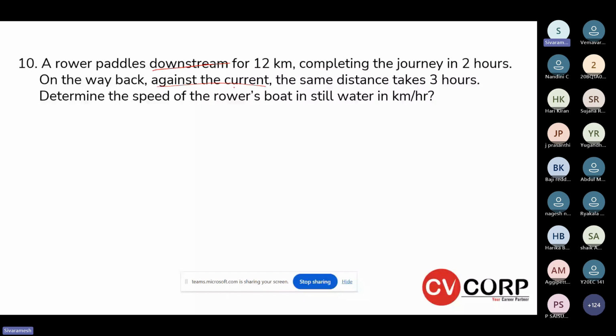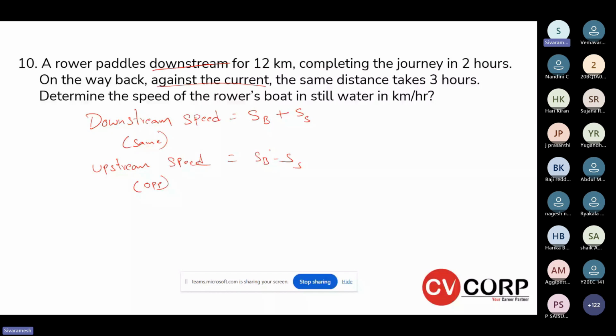So what does downstream indicate? Downstream speed is when the speed of the boat and the speed of the stream or water are moving in the same direction. When it comes to upstream, the speed of the boat and the speed of the water are in opposite directions. So when you know these two, solving this question will take just 10 to 15 seconds, that's it.